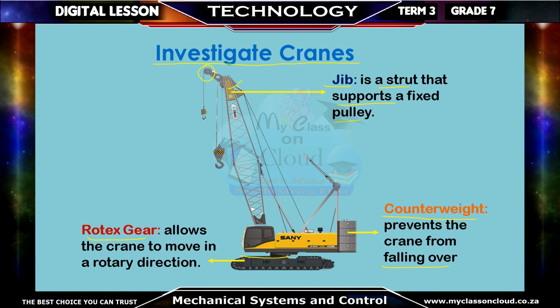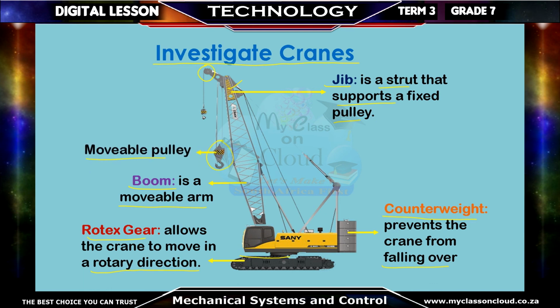Rotex gear. This here is your Rotex gear. It allows the crane to move in any roundabout direction. This here is a boom. It gives us length, or height, and it is a movable arm that is able to move your load in any direction. Here we have the movable pulley. It provides mechanical advantage to the crane, and there we have the fixed pulley, which is connected to the movable pulley.